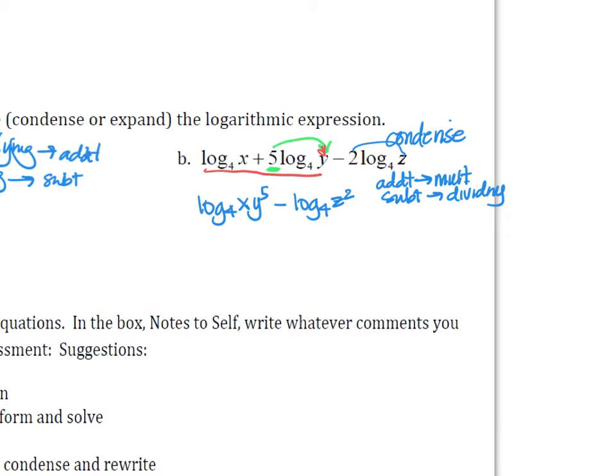Now if you take a look at that subtraction, that's going to turn into our division. So our numerator is going to be the log of x y to the 5th divided by that z to the 2nd. So that would be, let's put some equal signs here. That would be those particular log terms condensed.